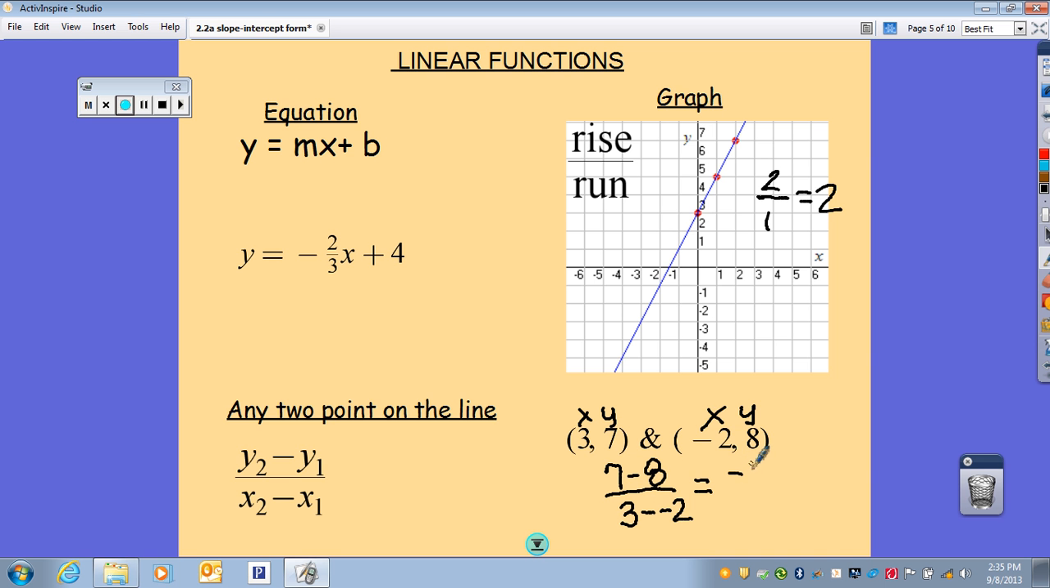7 minus 8 is -1. 3 minus -2, remember minus a negative is plus. 3 plus 2 would be 5. So in this particular case, the slope of the line containing these 2 points would be -1/5.